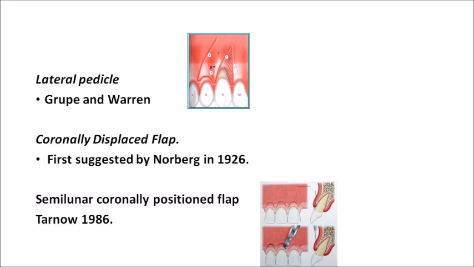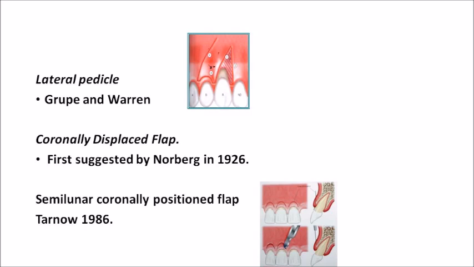The next one is coronally displaced flap. We already discussed in Langer and Langer technique, when we have to place a subepithelial connective tissue graft, the recipient site should be displaced coronally. So similar to that, pure coronally displaced flap was given by Norberg in 1926. Then a modification of this was semilunar coronally positioned flap given by Tarnow in 1986.